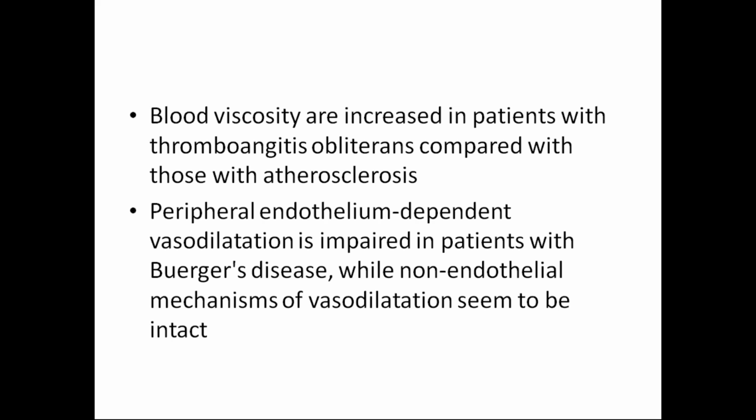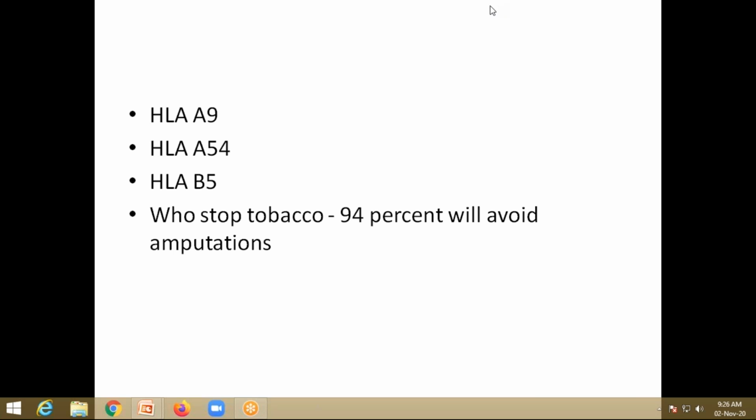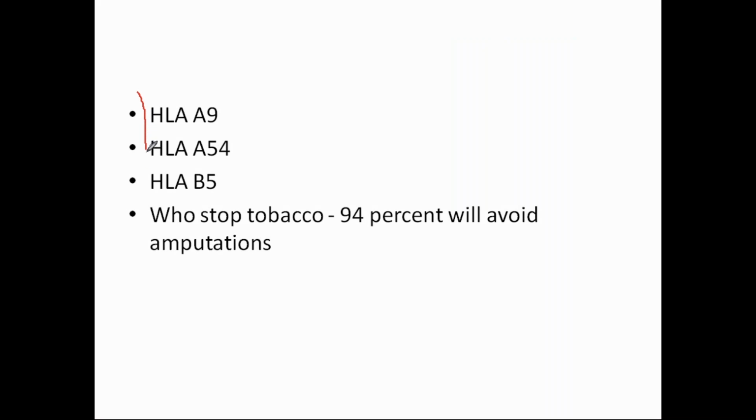How will it happen? Parasympathetic mechanisms. Okay, so these are the genes which are described: HLA-A9, B5, A54. These will be exam questions. These three will definitely be exam questions, especially if you are preparing for central institutes. HLA-B5, A54, and A9.